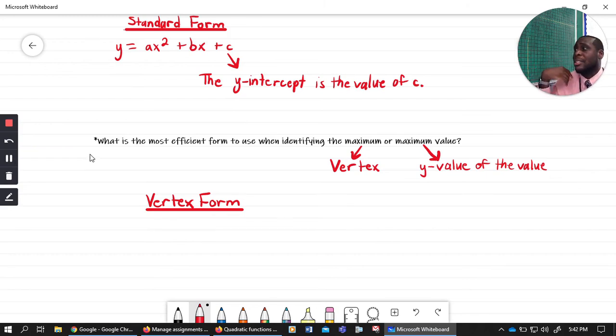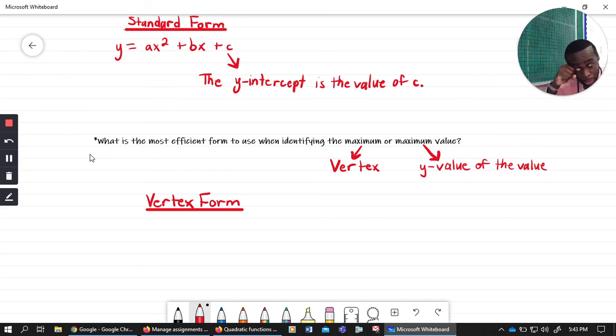Alright, so remember, guys, that again the vertex form would be the form that is the most efficient to use when you're identifying the maximum value, or again if you're identifying the minimum value. And again, they may actually come right out and say the vertex or the y value. They would not say the y value of the vertex. They would say maximum value or minimum value. I'm just letting you know on Khan Academy.